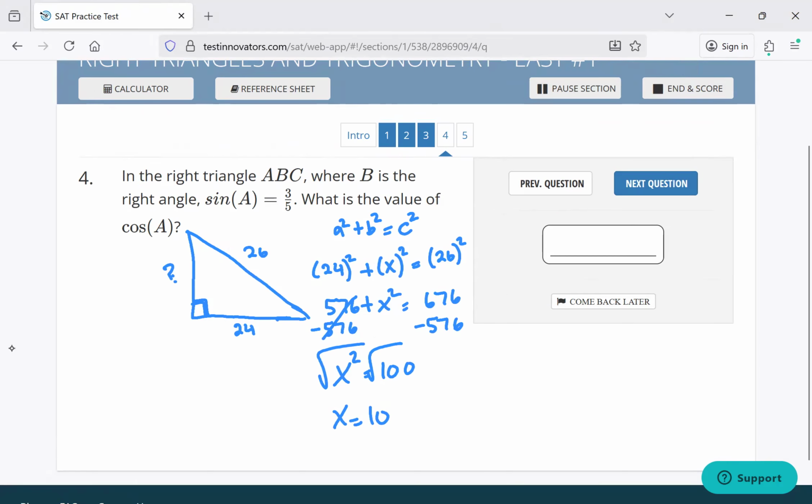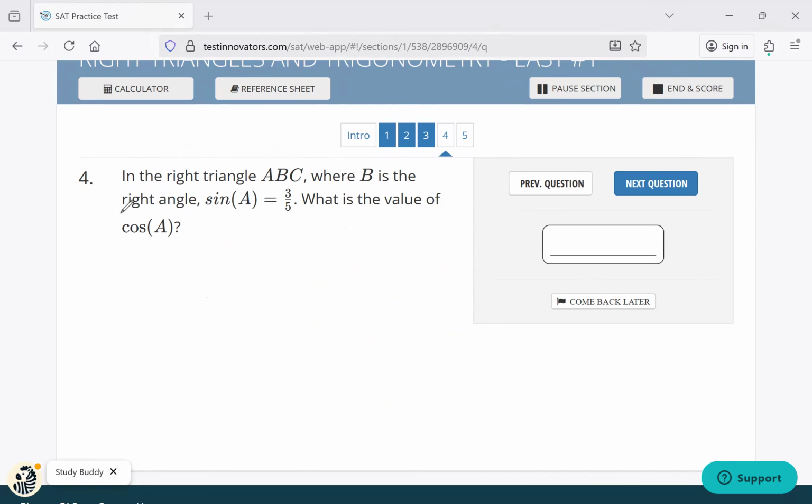Let's move on to question four. In question four, in the right triangle ABC, where B is a right angle, sine of A is positive 3/5. What is the value of cosine of A? So go ahead and draw a right triangle ABC, where B is a right angle, and draw your little box image.